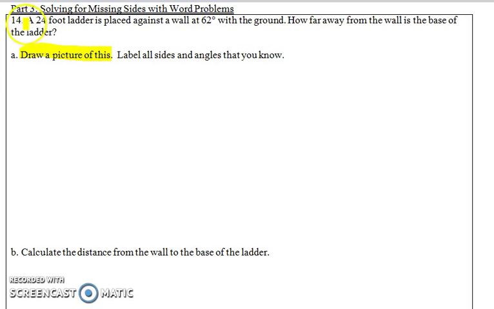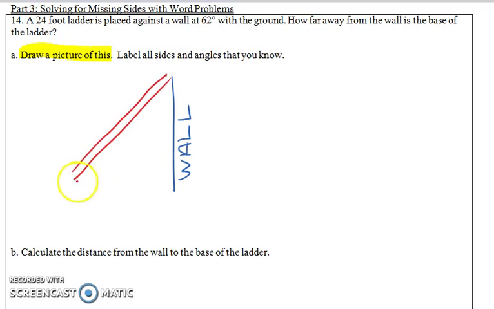So let's first read. Number 14 says that a 24-foot ladder is placed against a wall at a 62-degree angle with the ground. How far away from the wall is the base of the ladder? All right, so we need to draw what's going on here. I know my ladder is being placed against the wall. So if you imagine a wall, I'll draw the wall here, and you imagine a ladder being placed against that wall, something looking like this.